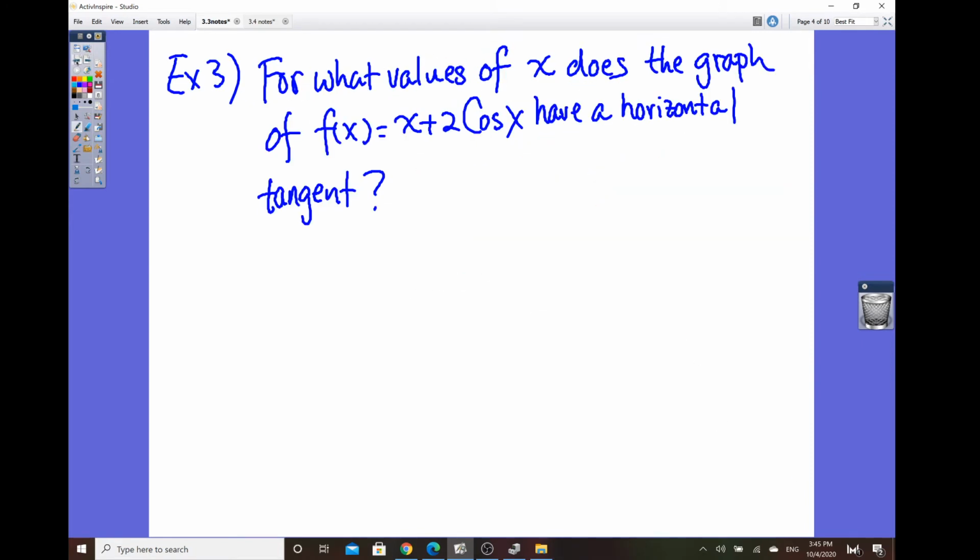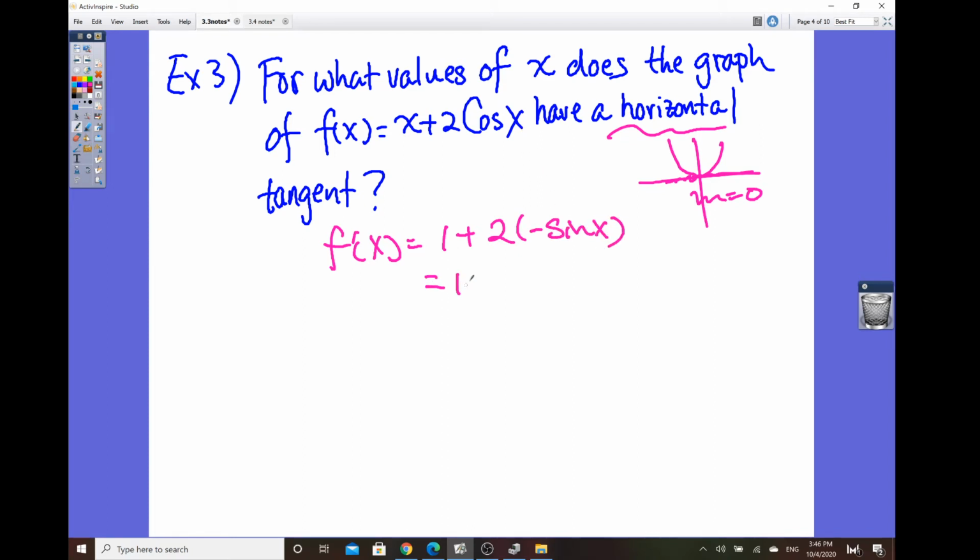Okay, so what about this slide here? For what values of x does the graph of f of x equals x plus 2 cosine of x have a horizontal tangent? If that's a horizontal tangent, you do recognize that at the vertex of a parabola, the horizontal tangent means the slope is 0. So we want to find the derivative in general, once again. It's 1 plus 2 times the derivative of cosine of x, that'd be negative sine x. So it's written as 1 minus 2 sine x.